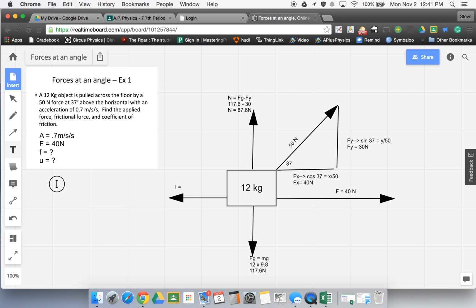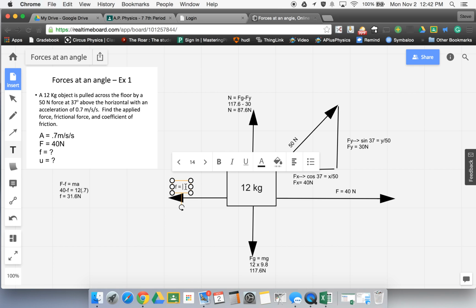Well, by using Newton's second law, I know that force minus friction is equal to mass times acceleration. Well, I know the force, that was the x leg of my triangle, 40, minus the friction is equal to the mass, 12, times the acceleration of the object, which in this case was 0.7. They told us that in the problem. Solve for friction, and you should come up with the small f, or friction, to be equal to 31.6 newtons.